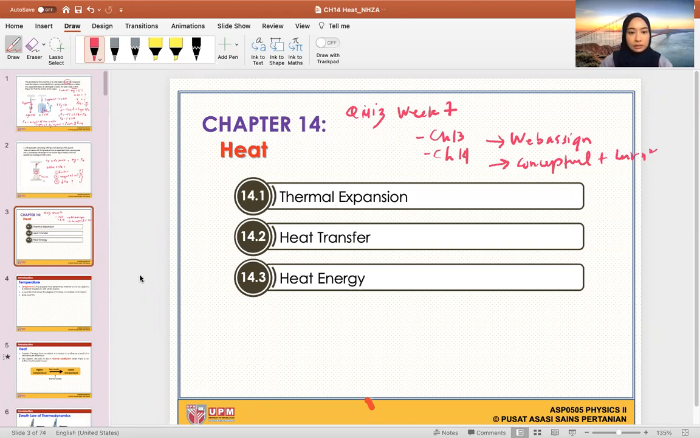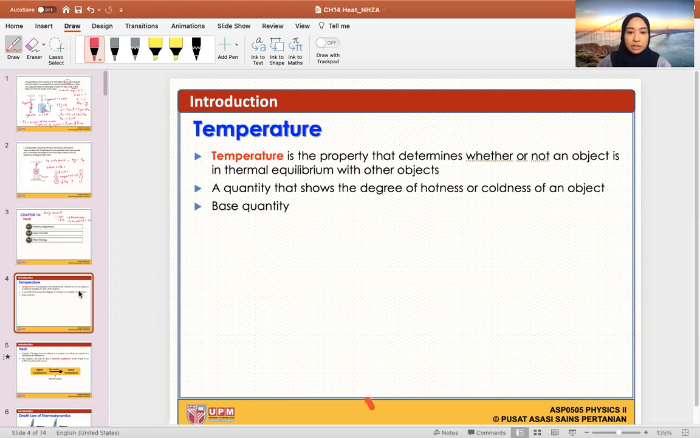Okay, so let's start. Temperature. Temperature is the property that determines whether or not the object is in thermal equilibrium with other objects. We are talking about equilibrium again. Tadi kita cakap pasal force. Now we are talking about temperature. Temperature equilibrium. Okay, what is that? What on earth is temperature equilibrium, right? So a quantity that shows the degree of hotness or coldness of an object is called temperature. You know this already. Makin tinggi, makin panas. Makin kurang, makin sejuk.